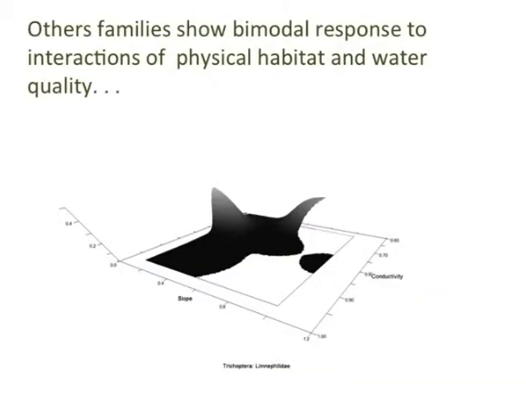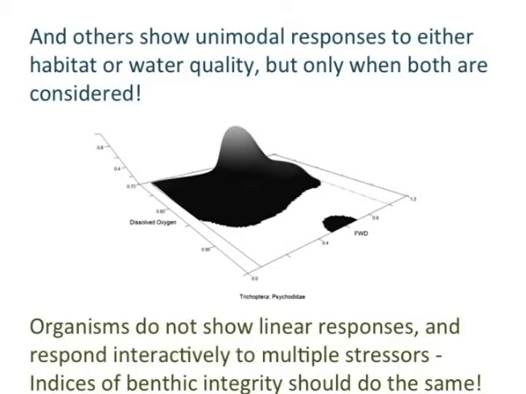They don't all respond the same. So this one shows a bimodal response to interactions of physical habitat and water quality. If you look at one or the other, you don't see this kind of response. And then others show a unimodal response to either habitat or water quality, but only when you look at them together. If you look at them independently, you don't see a response at all. So basically, this is showing us these systems are incredibly complex, nothing is linear, and most of these organisms are responding pretty interactively to multiple stressors. And any index of benthic integrity, habitat integrity, multi-metric, whatever you want to call it, should try to incorporate these as well.